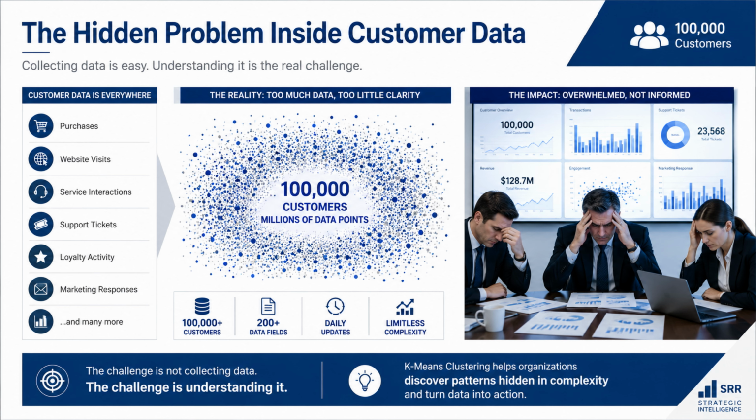When a company has 100,000 customers, no executive can manually identify meaningful patterns. The result is often generic strategies that treat every customer the same. Important differences between customers can become hidden inside millions of rows of data and hundreds of variables. This is where K-means clustering becomes valuable. It helps organizations move from overwhelming amounts of information to a smaller number of meaningful customer groups that can actually be managed and acted upon.